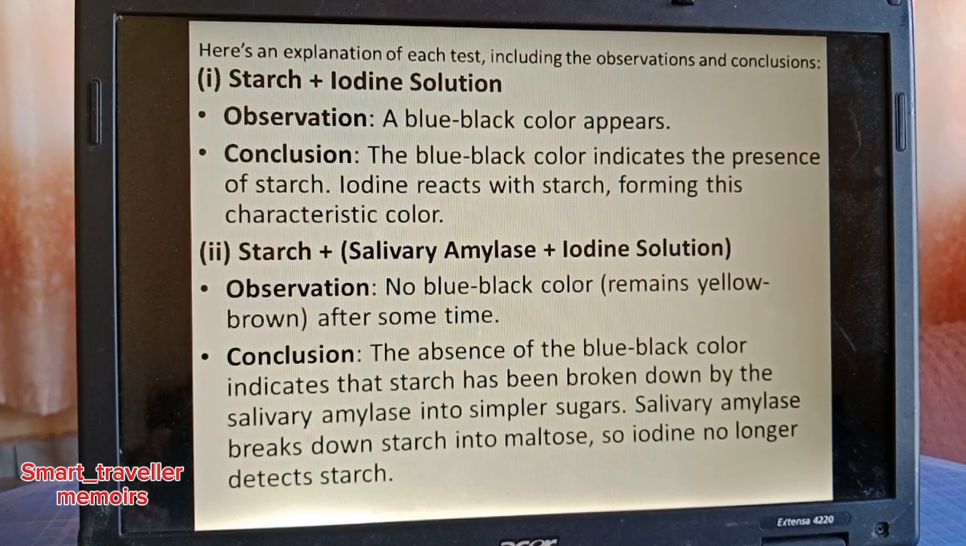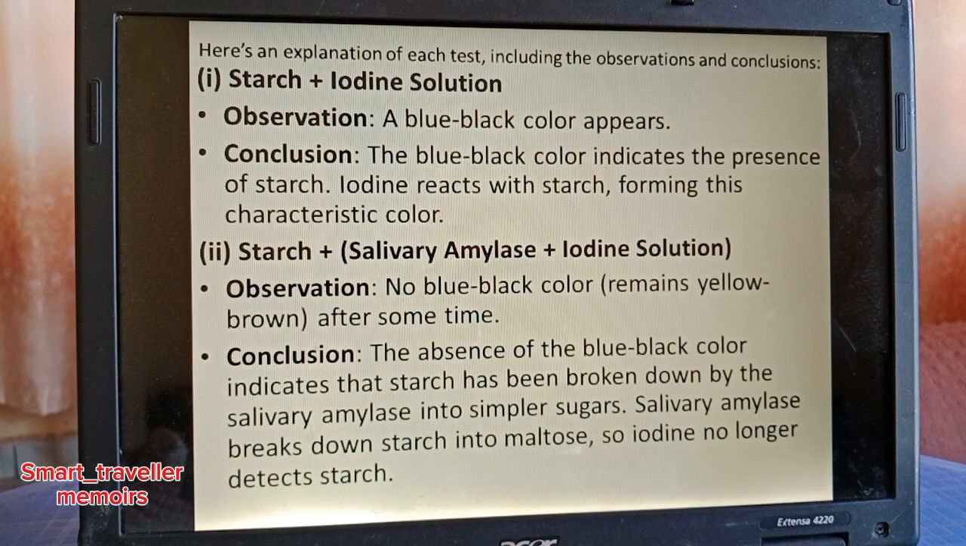So here is an explanation of each test, including the observations and conclusions. Starch plus iodine solution. Observation: a blue-black color appears. D was a starch. Conclusion: the blue-black color indicates the presence of starch. Iodine reacts with starch, forming this characteristic color.